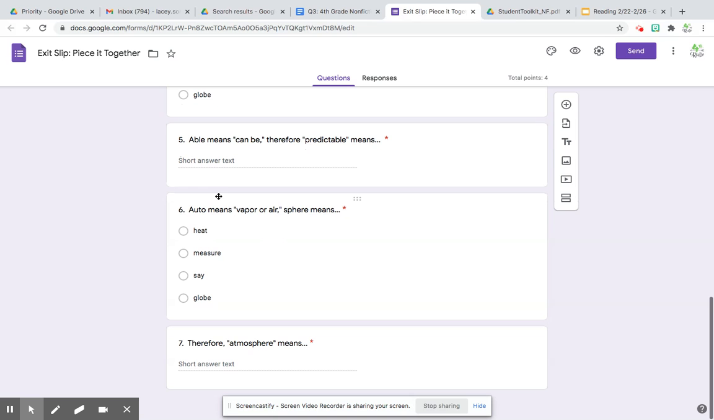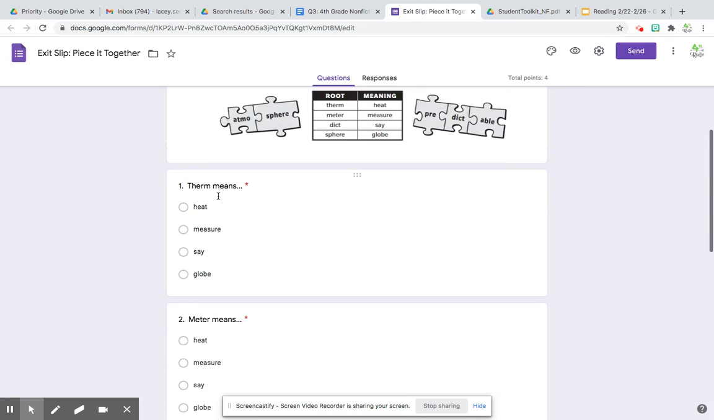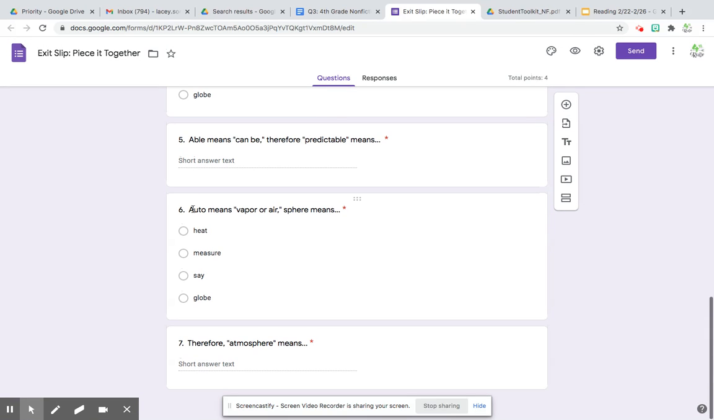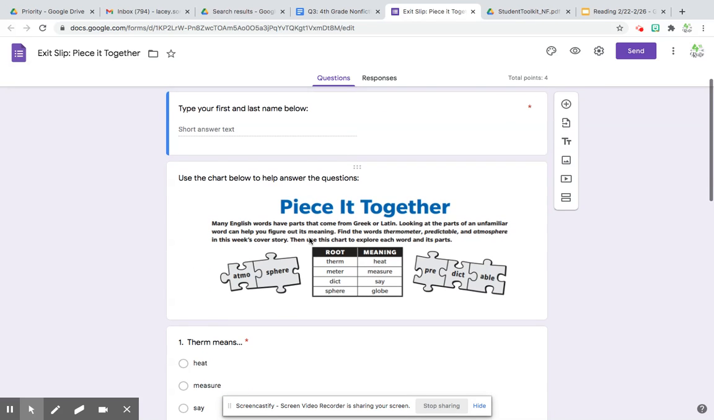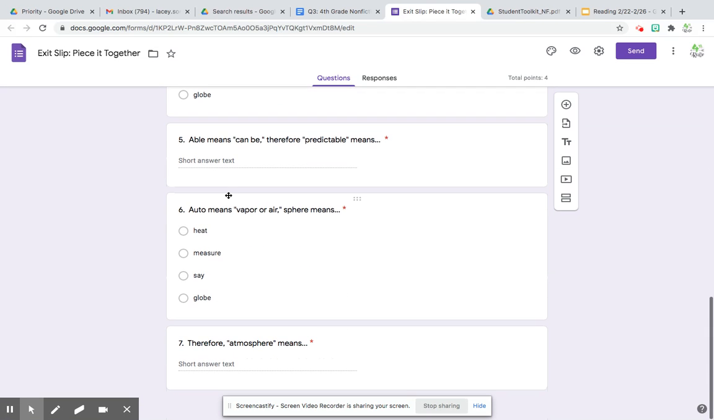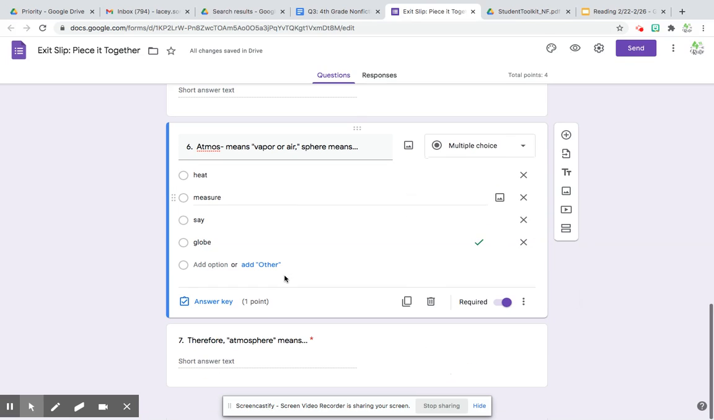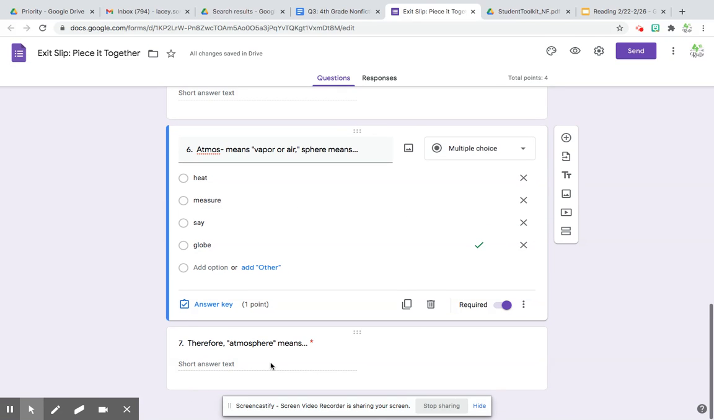All right, so auto means vapor or air. Going back up here. So sphere, and that is not supposed to be auto, friends. That's supposed to be atmos. I was like, auto, that's really strange. So atmos, let me go ahead and I will change that over for you guys. We don't want that silly kind of atmos. There we go. Means water or vapor, and sphere means what? So therefore, atmosphere would mean what? Okay, what would be the meaning of an atmosphere? And we probably have some background knowledge on this as well.